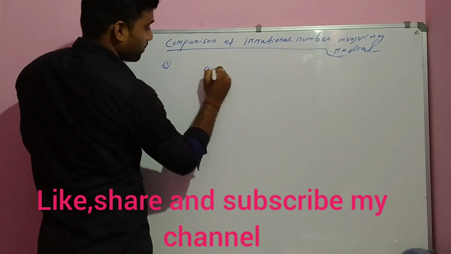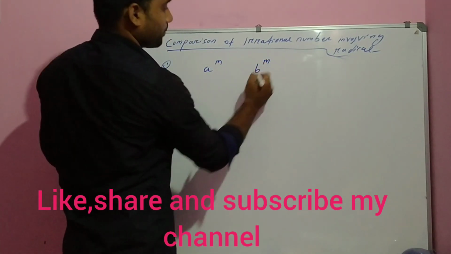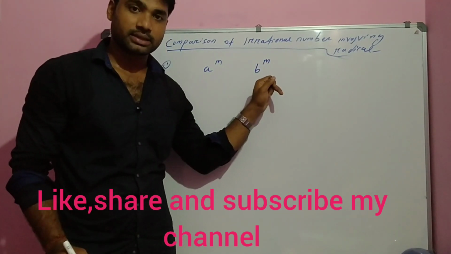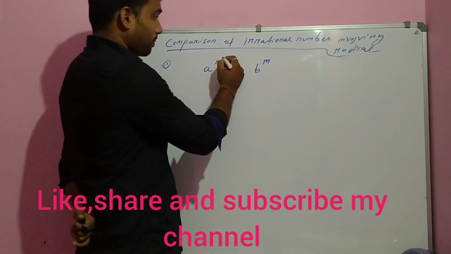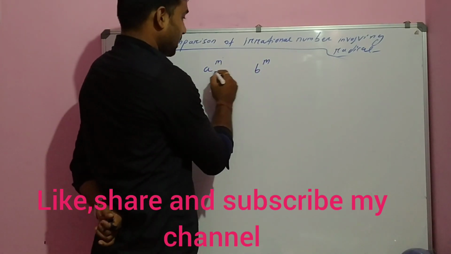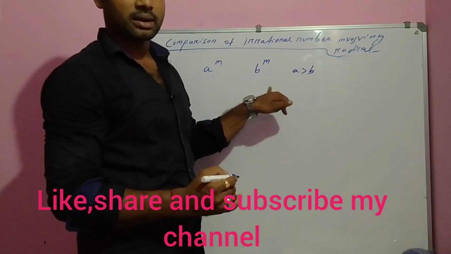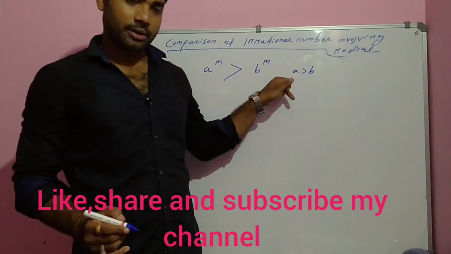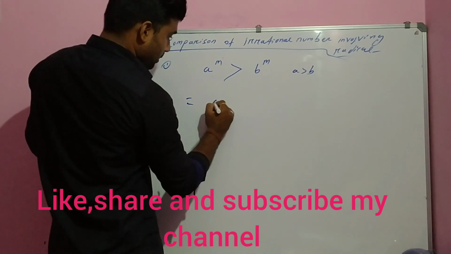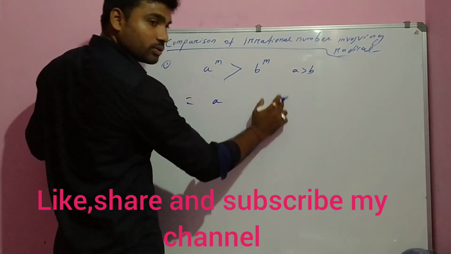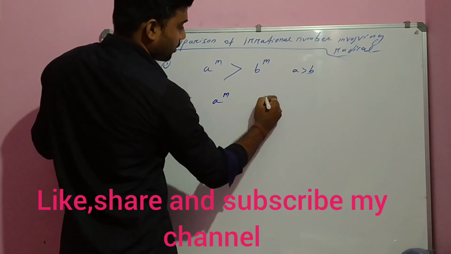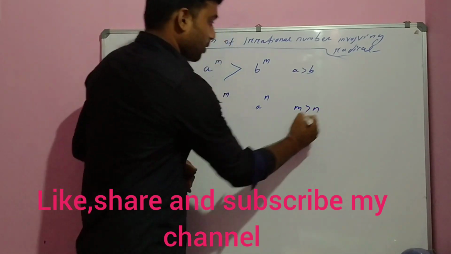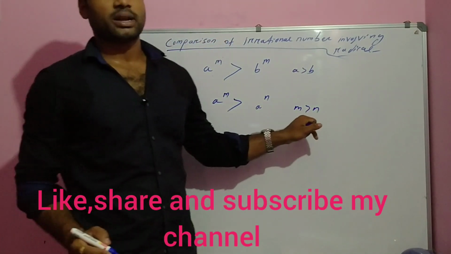If a to the power m and b to the power m, the two numbers have the same power but different base, and a is greater than b, then we can say a to the power m is greater than b to the power m. Okay? If the same base with different power, a to the power m and a to the power n, and m is greater than n, we can say a to the power m is greater than a to the power n.